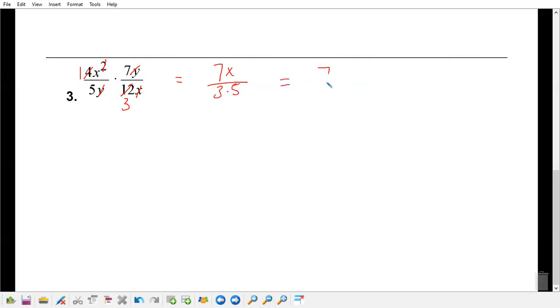So that leaves me with 7x over 15. Okay, so don't forget the basics still. Tends to happen. Cool? All right. That is multiplying.